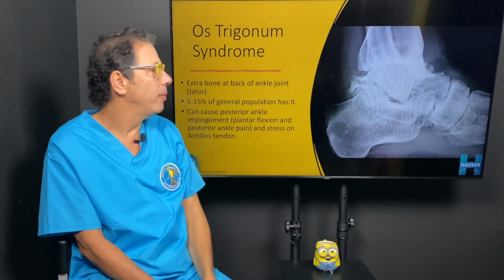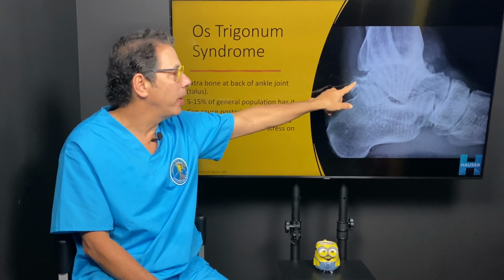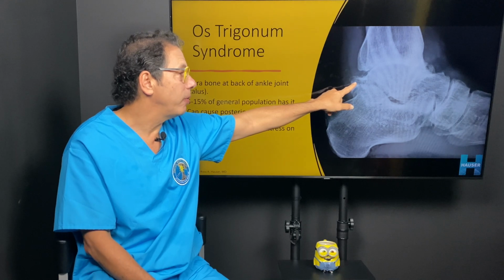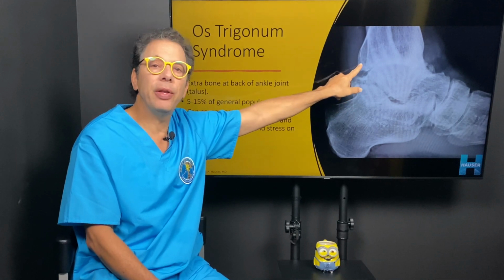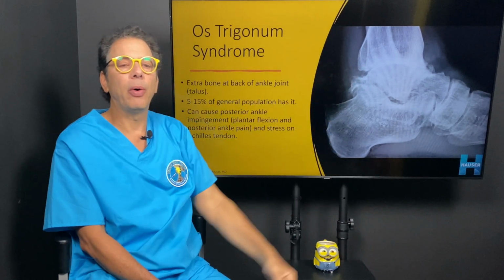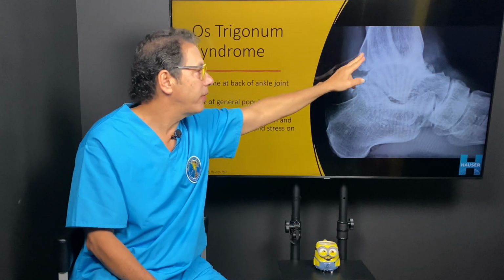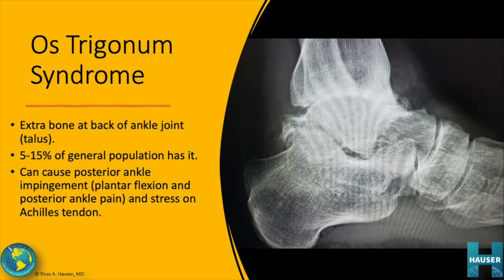So the os trigonum right here, that's not supposed to be there. It's going to impinge right there on the bone, and then the Achilles tendon goes right over that. So that could, again, put stress on the Achilles tendon when a person plantar flexes. And basically with plantar flexion, the person gets posterior ankle pain.